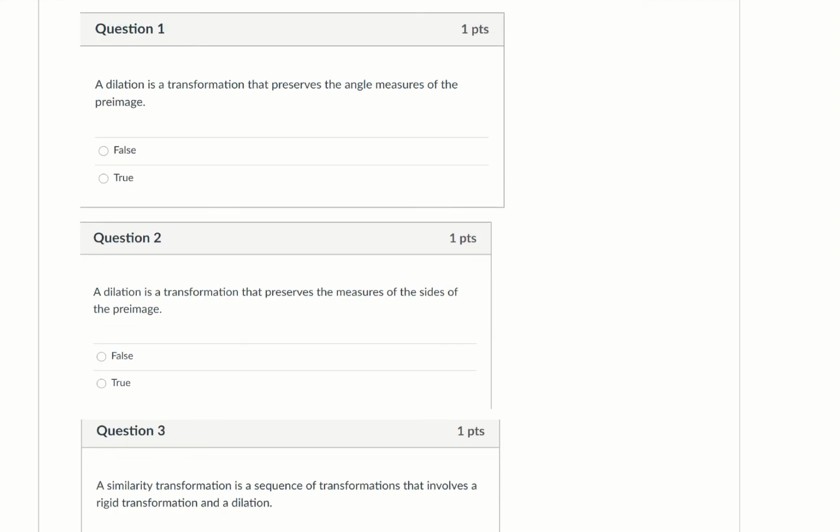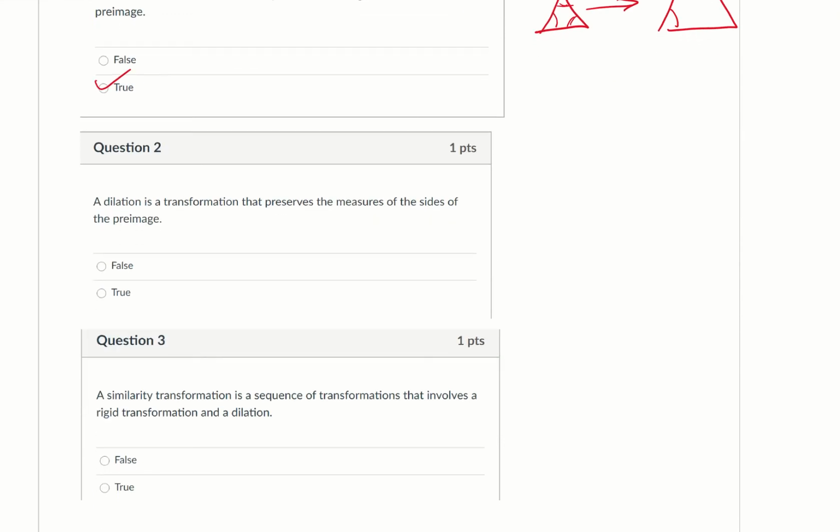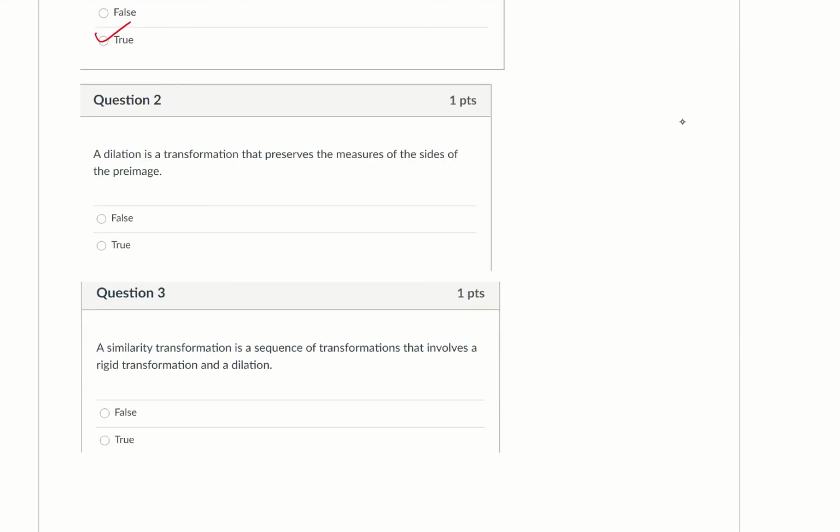A dilation is a transformation that preserves the angle measures of the pre-image. And this is just a definition question, or a characteristic. Yes, a characteristic of dilations is that they do preserve the angles, but they do not preserve the sides. So if you have this and you transform it, you could enlarge it. The angles stay intact, but the sides do not. So this is true.